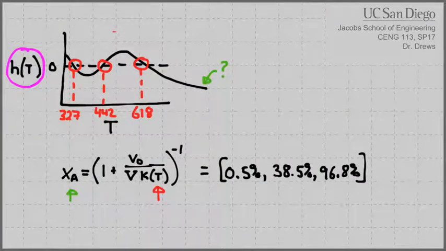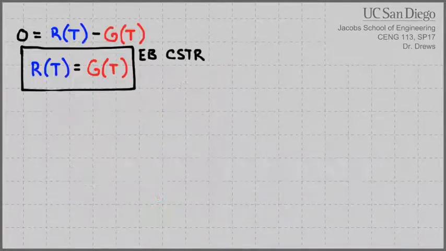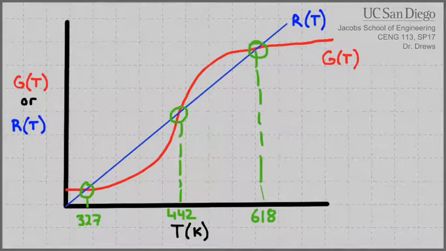But the curves look a little bit different. Now I'm looking for the intersection between 2 curves rather than the intersection of one curve with a 0, with a x-axis. But nevertheless, conceptually, those intersections represent the same point. It means you've picked a temperature such that G of T is equal to R of T, and therefore the energy balance has been satisfied. These are what are called multiple steady states. You can operate at any one of those. So the green points are multiple steady states.